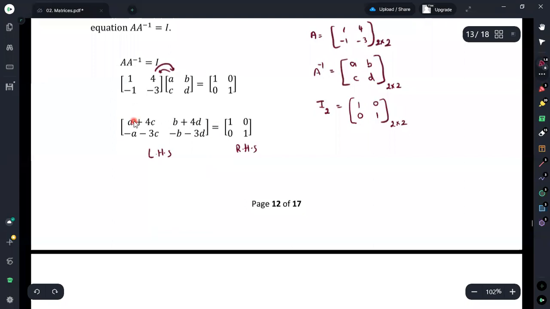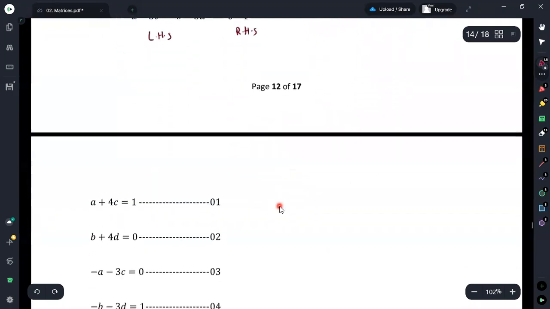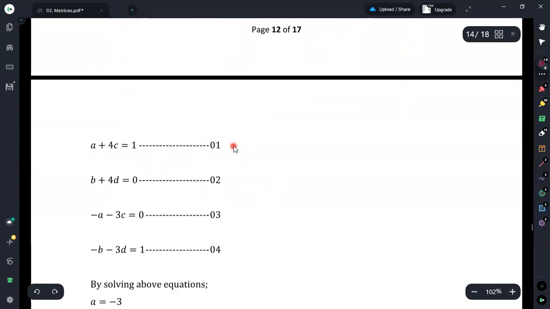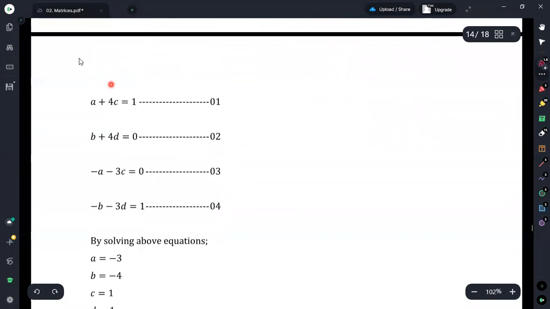It suggests that the number of rows are equal and the number of columns are equal for the matrix on the left hand side as well as on the right hand side. Therefore, we can now equate the corresponding elements, and by equating the corresponding elements, we can obtain 4 equations in this way. Here I have equated the first element, A plus 4C, which I said is equal to 1. Then B plus 4D equals 0. Using the similar concept, I have obtained 4 equations.